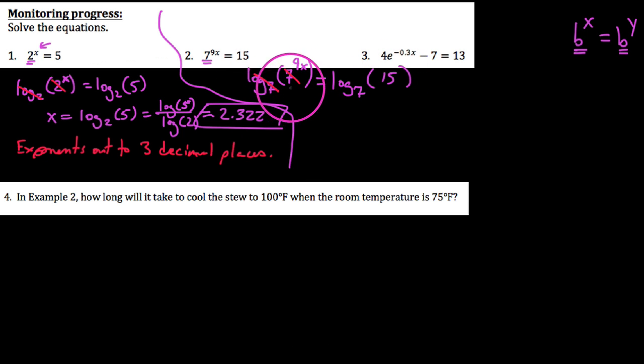With our log and exponential canceling out due to being inverses, we get left with 9x equals log base 7 of 15. Now here's the thing with this one: we're just not done yet, because we had a coefficient of x.